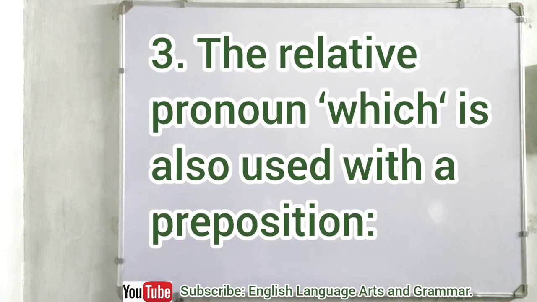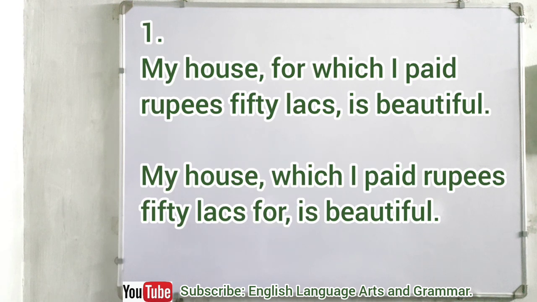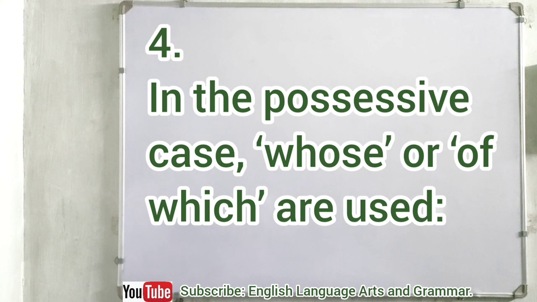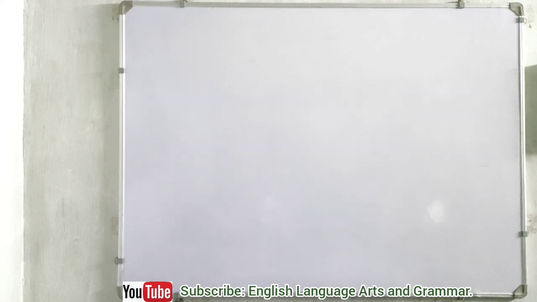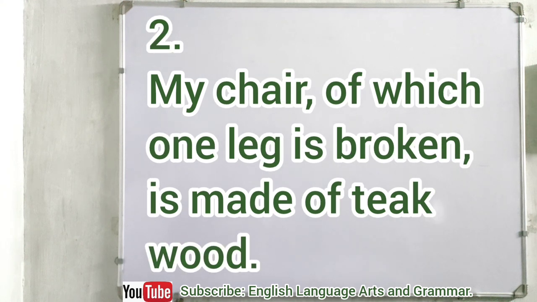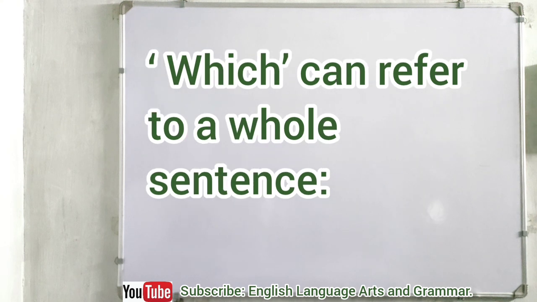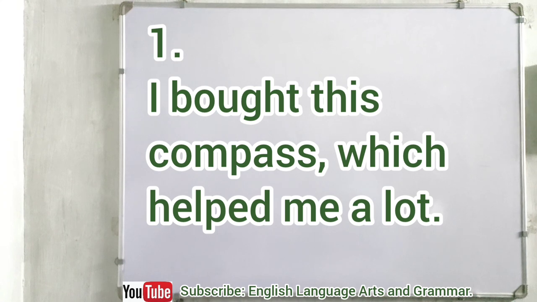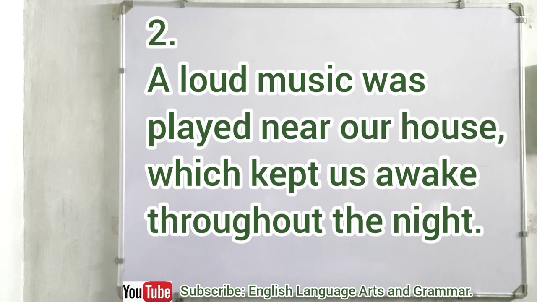The relative pronoun which is also used with the preposition. Examples. Example 1. My house, for which I paid rupees 50 lakhs, is beautiful. My house, which I paid rupees 50 lakhs for, is beautiful. In the possessive case, whose or of which are used. Some examples. Example 1. My house, whose walls are made of stone, faces east. Example 2. My chair, of which one leg is broken, is made of teak wood. Which can refer to a whole sentence. Examples. Example 1. I brought this compass, which helped me a lot. Example 2. A loud music was played near our house, which kept us awake throughout the night.